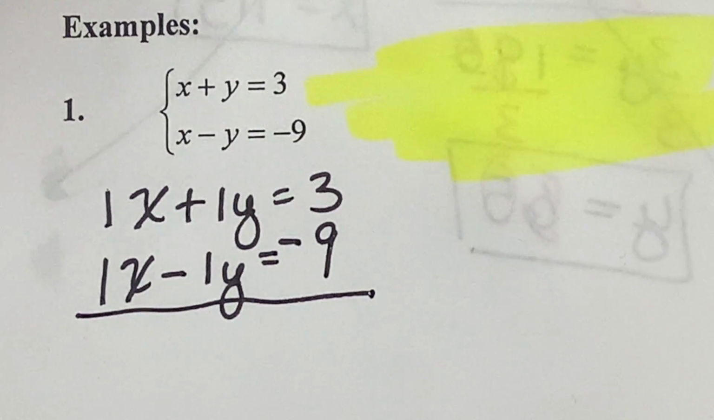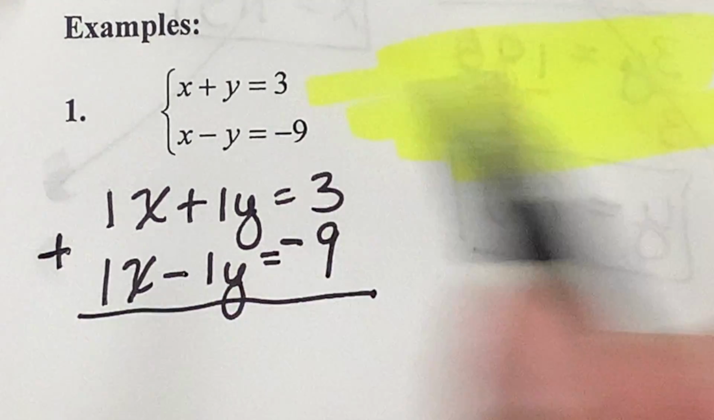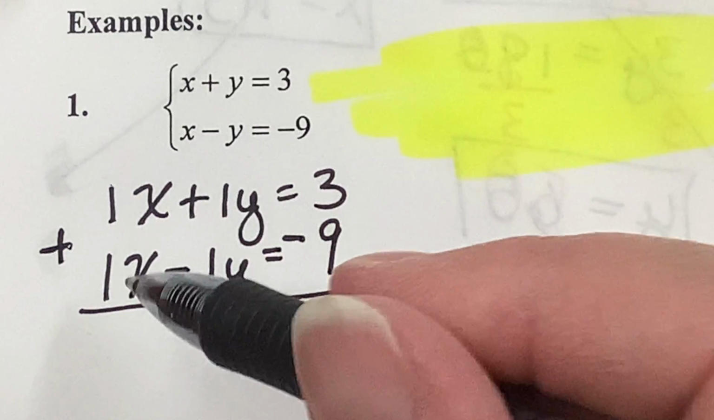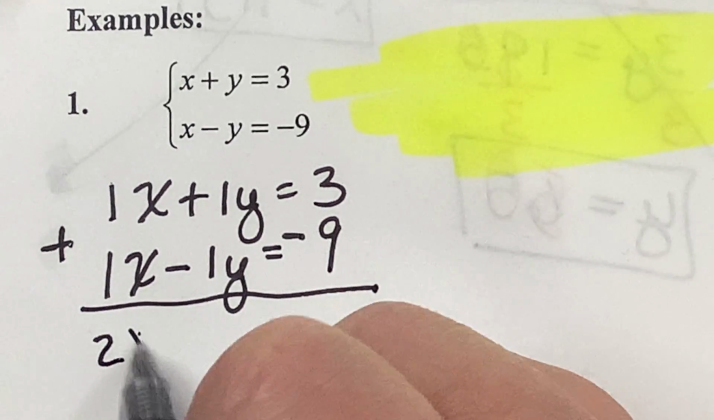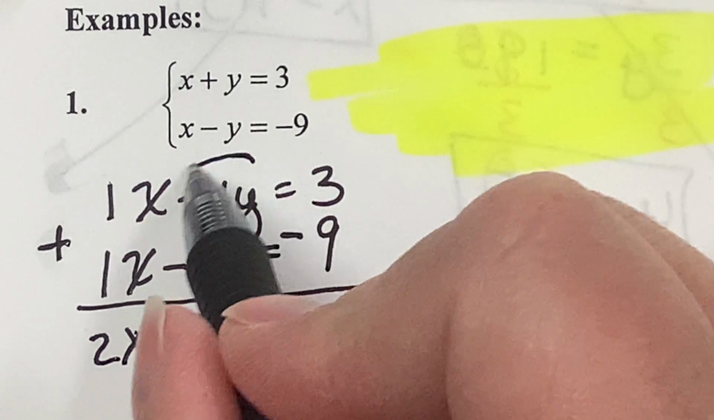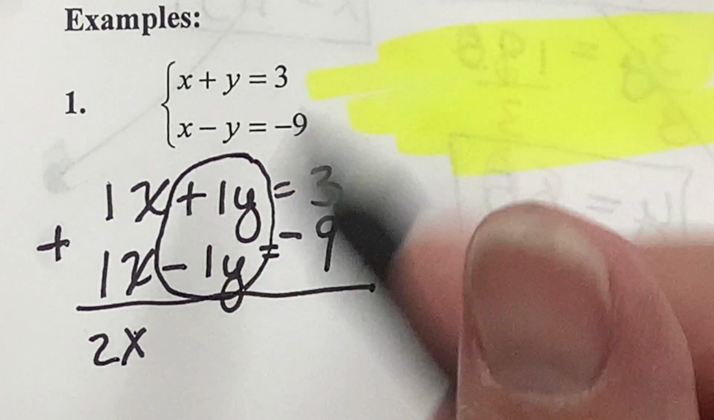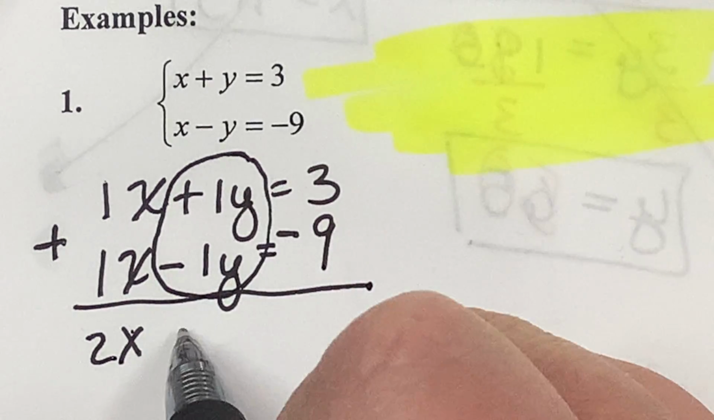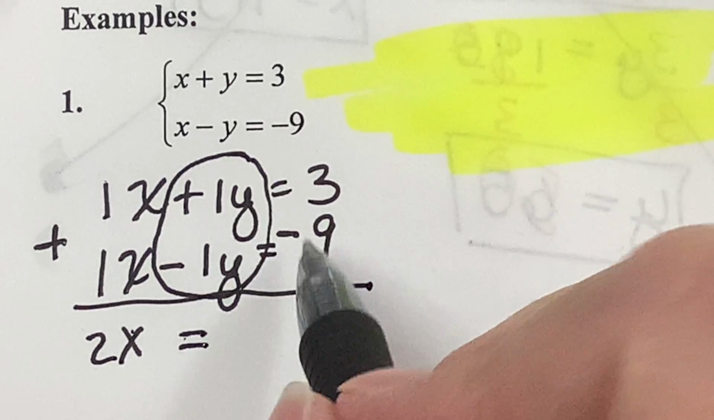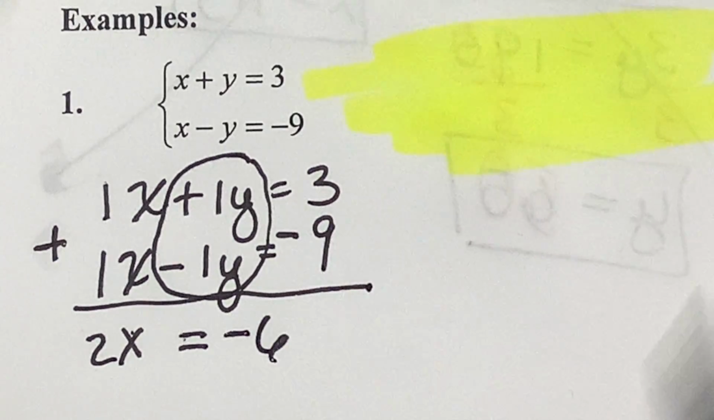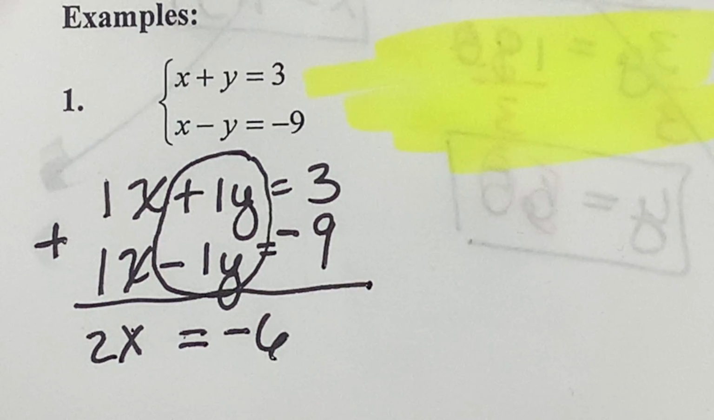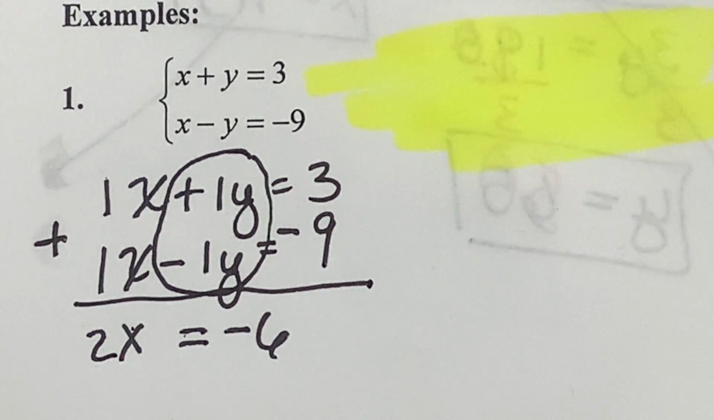I am going to add these two. 1x plus 1x, well, that's 2x. And here's the important part. 1y and negative 1y add up to 0, so that disappears from the equation. And that's going to be equal to 3 minus 9, negative 6. So now I've eliminated a variable. That's why I call it elimination. Other people call it combination or addition, but to me, it's eliminating a variable, so I call it elimination.